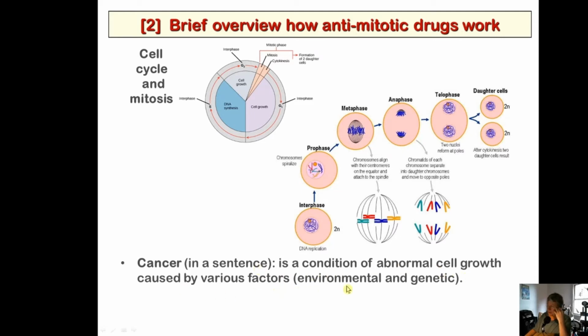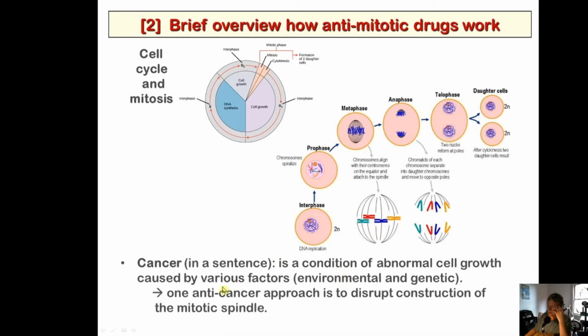So cancer is a huge topic, but in a sentence, it's a condition of abnormal cell growth caused by various factors, environmental and genetic. And there are different kinds of tumors: benign tumors and malignant tumors. We don't want to spend too much time on cancer, but I just want to mention that microtubule targeting is one of the ways that a lot of anti-cancer drugs work.